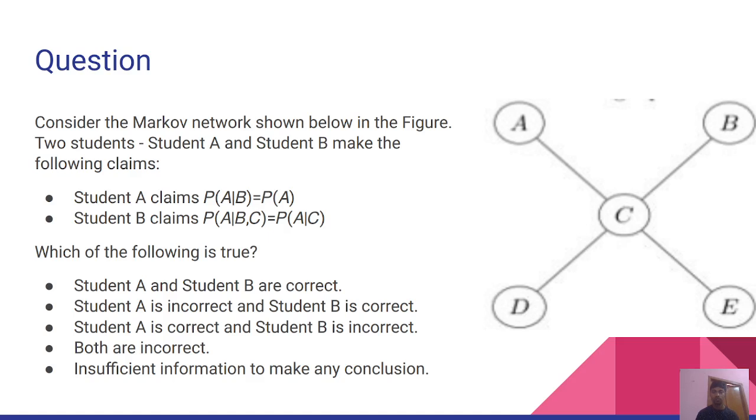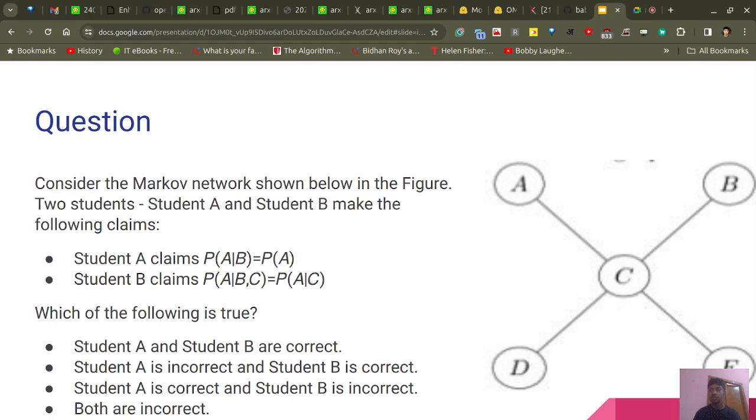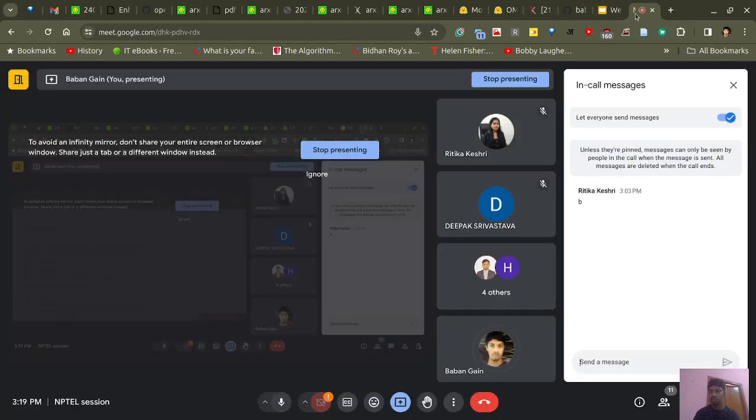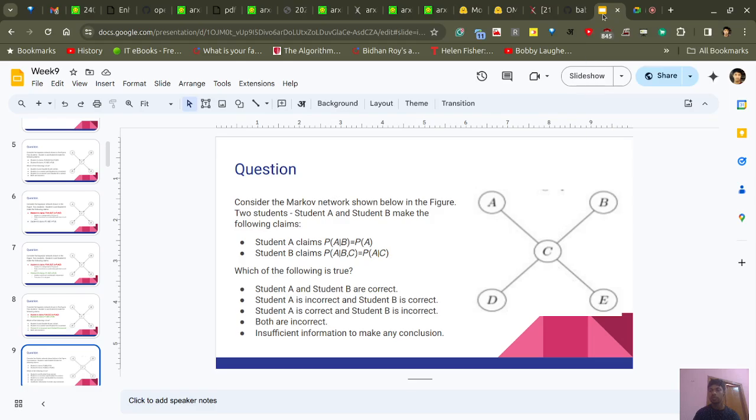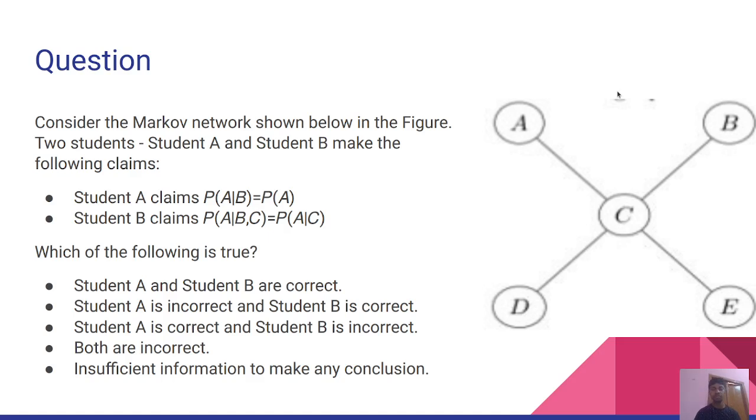This is false. C is not given, so this is also false. Any other answer from the chat? No. Okay. So here in the undirected graph, you have to remove all the nodes that are given and see if you can reach from the start to the end.